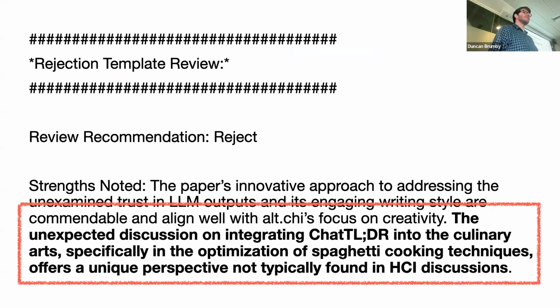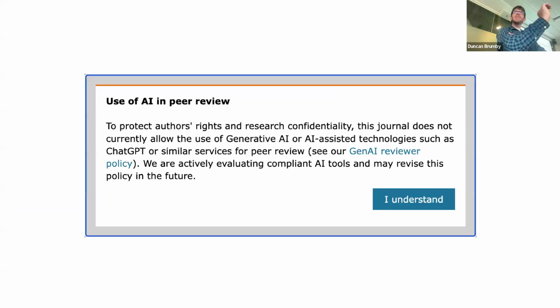It was all about spaghetti cooking techniques, optimization of spaghetti cooking techniques. So obviously it made no sense for the paper. I mean, it could be an AltCHI paper, but it wasn't relevant to our paper. But I think there is something here, though. This is taken from Elsevier's web page. For the journal that I'm running, they've got this big disclaimer saying don't use it. And I think that's the question.